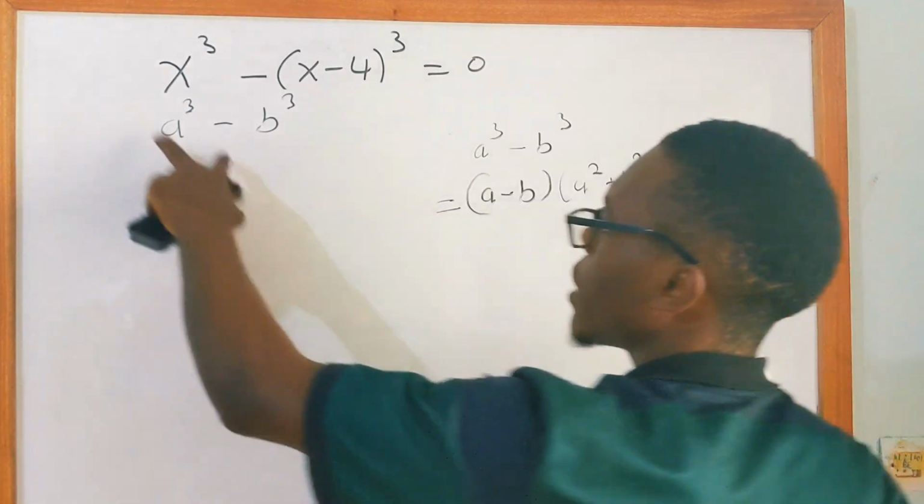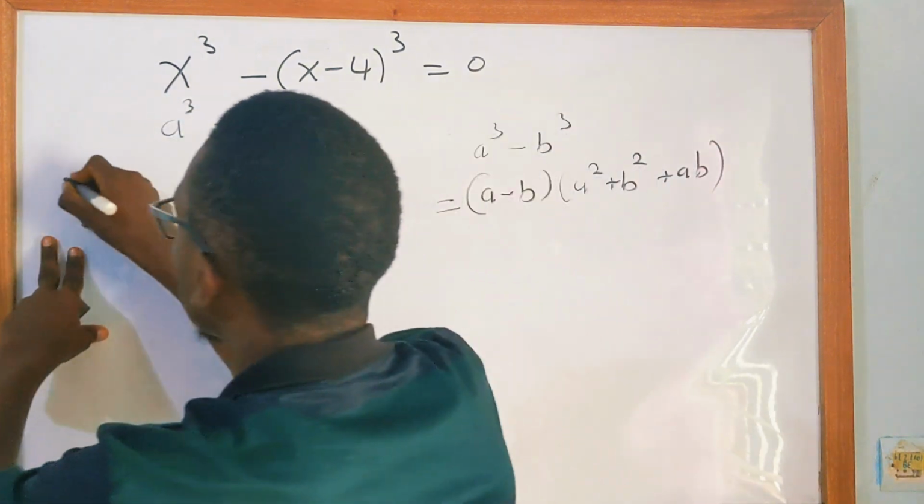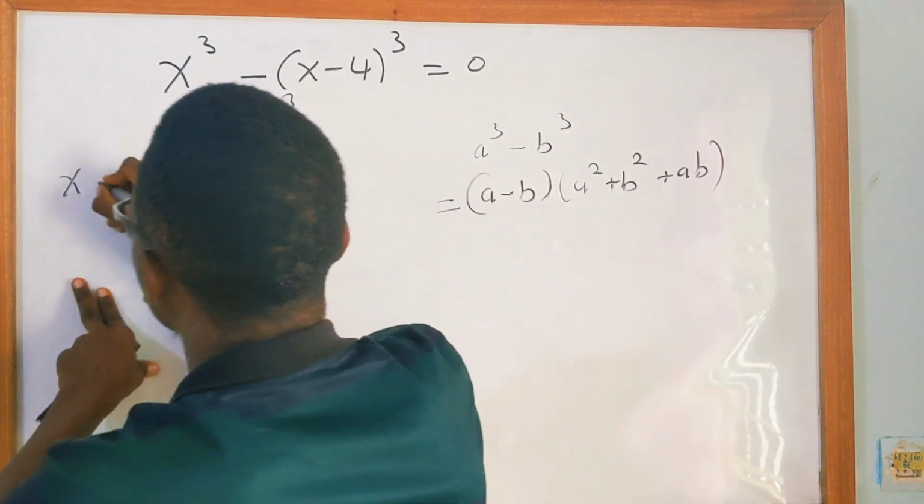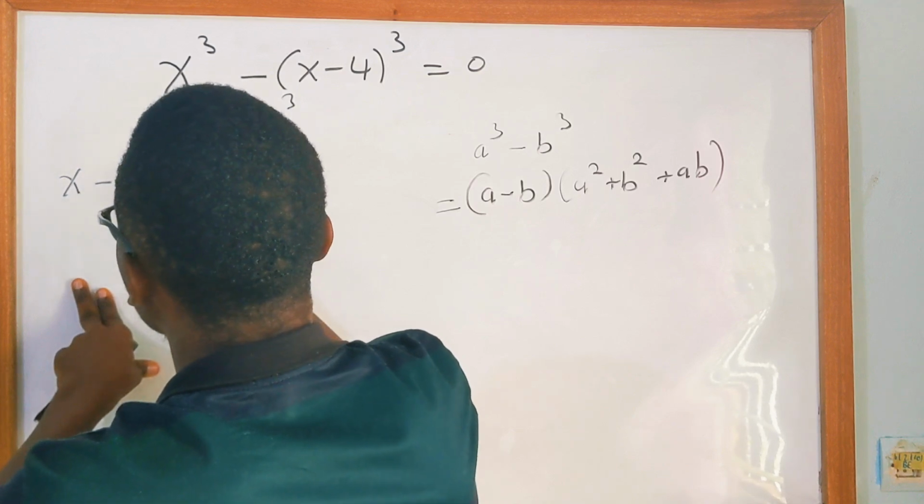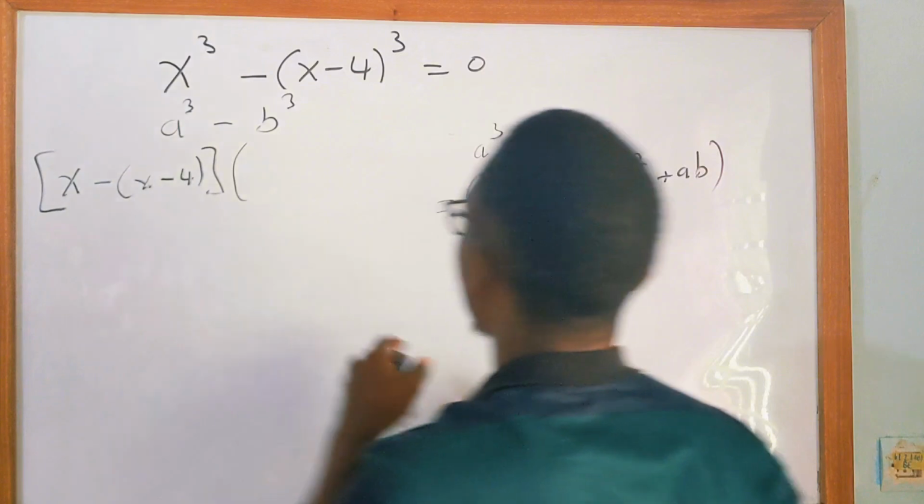Okay, let's take this similarly. We are going to say what is our a? Our a is x, and what is our b? That is minus what? X minus 4. Put it in the square bracket into what?